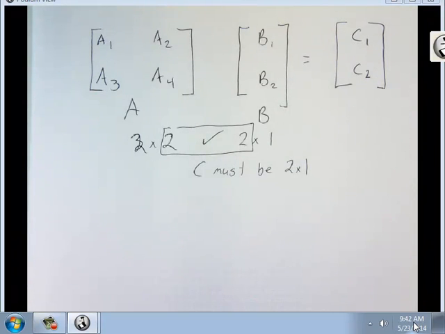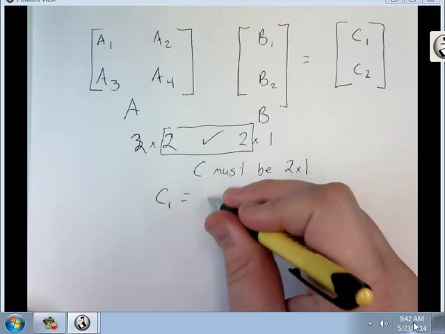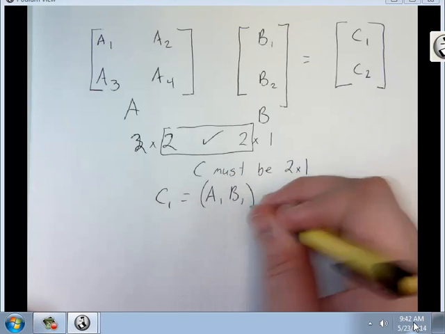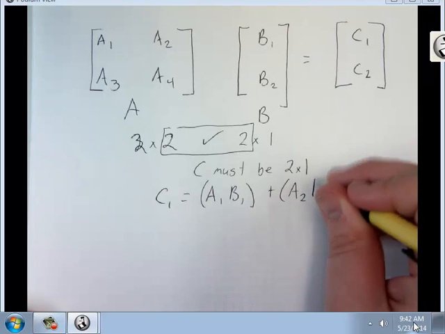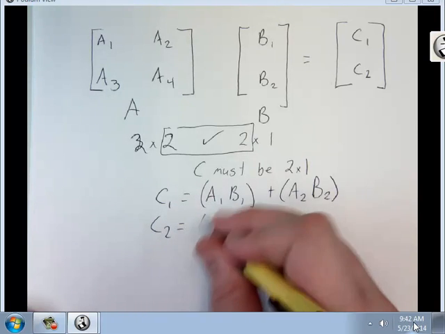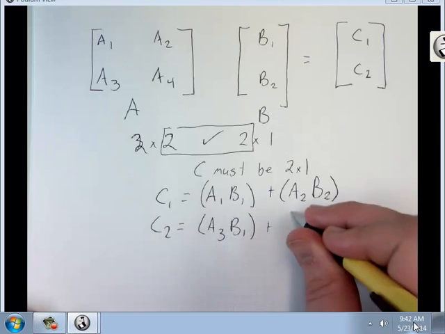Well, C1 equals A1 B1 plus A2 B2. And C2 will equal A3 B1 plus A4 B2.